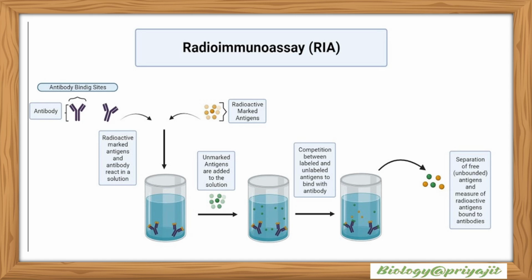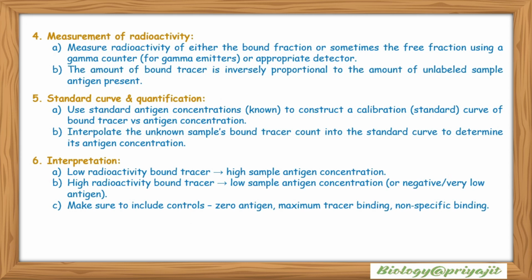So this is the radioimmunoassay: antibody binding sites, antibody, radioactive marked antigen. Radioactive marked antigens and antibody react in a solution. Then unmarked antigens are added to the solution. Then there is competition between labeled and unlabeled antigens to bind with antibody. Then separation of free unbound antigens and measurement of radioactive antigens bound to antibodies.